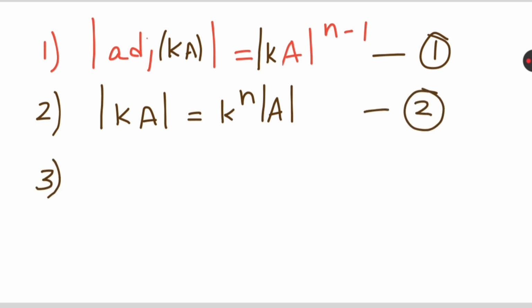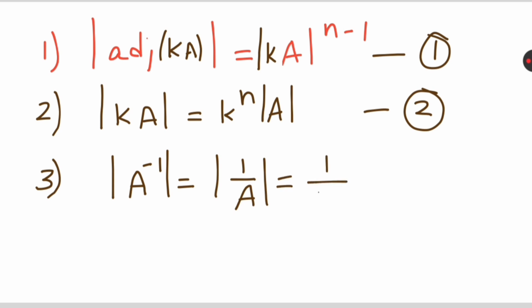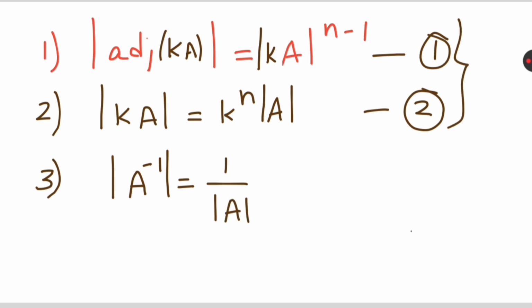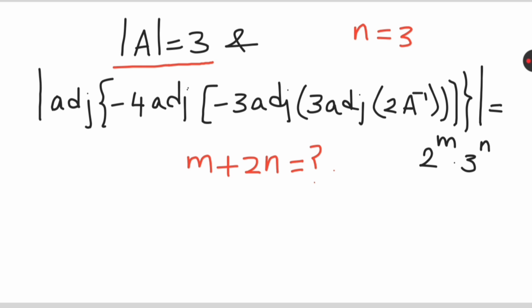We are also using one more property, determinant of A inverse. We know that A inverse is nothing but 1 over A, isn't it? So determinant of A inverse we can write as 1 over determinant of A. Using these properties, I am going to convert the whole left hand expression in terms of 2 raised to the power of m times 3 raised to the power of n. So let's see how to do it.